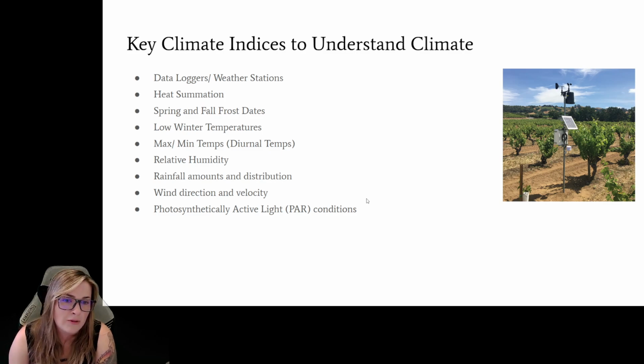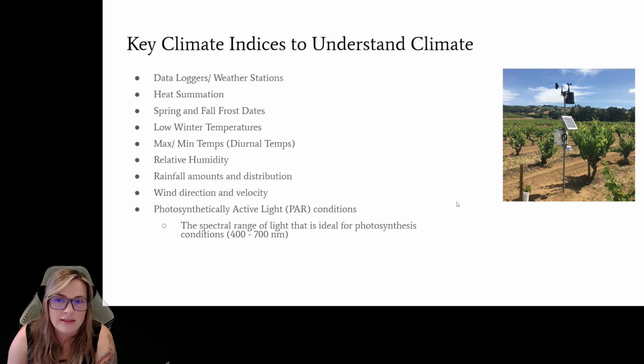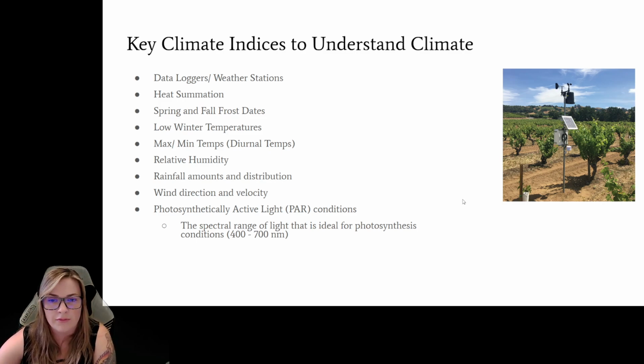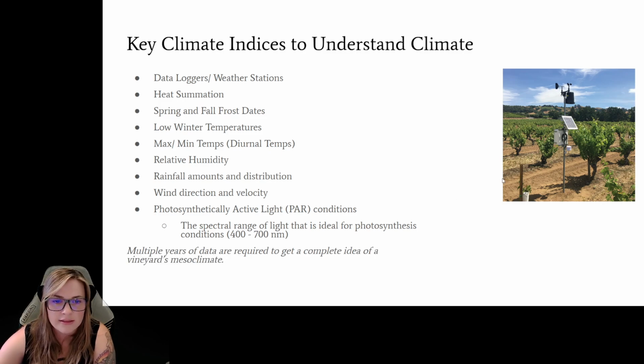Then we also have photosynthetically active light conditions, also known as PAR. These are really nice because this is the actual range of light that is ideal for photosynthesis to occur. So you might receive light to some extent, but it might not actually be the ideal range for your plant to grow and flourish. So very important also for greenhouses and other closed systems for growing plants, because you can produce this with specialized lighting and stuff.